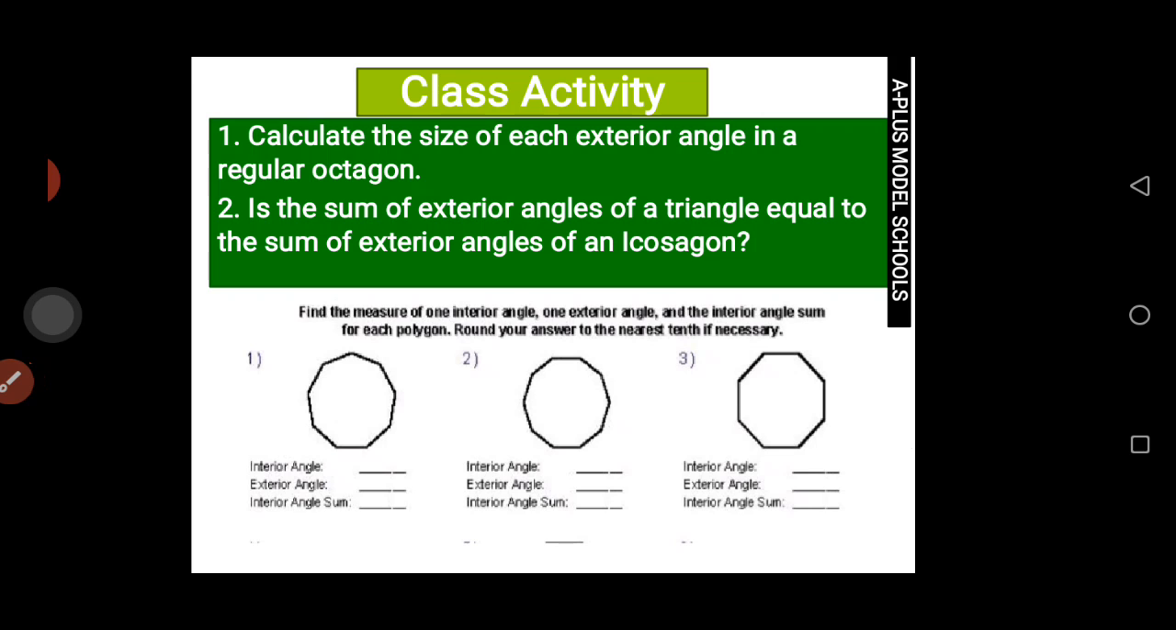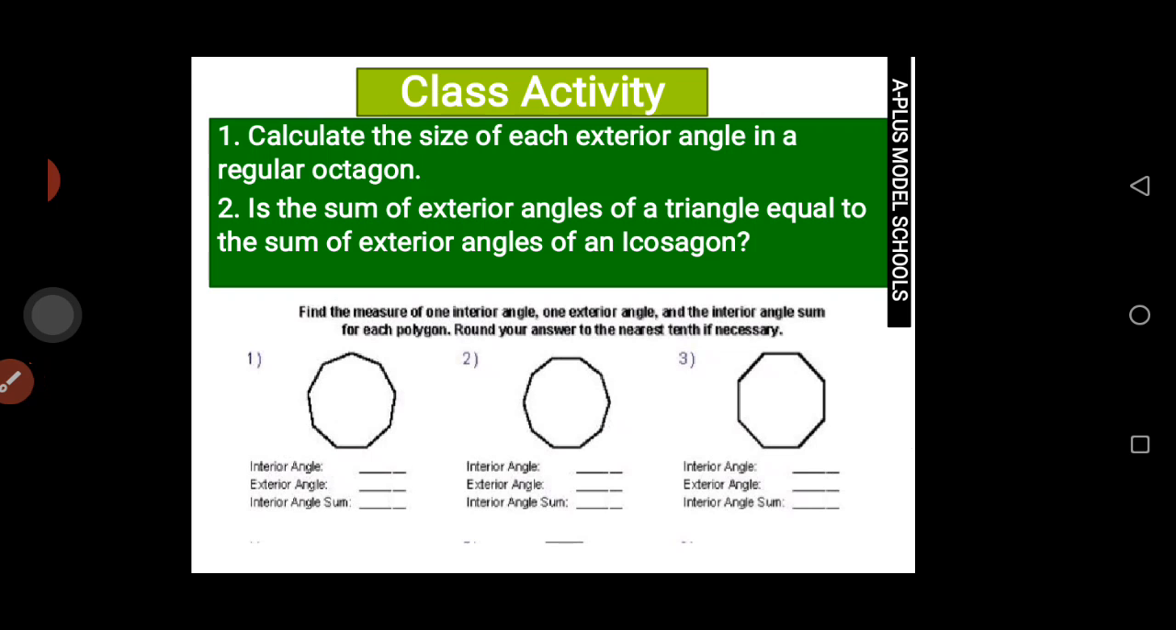So, the first question under the class activity for today: calculate the size of each exterior angle in a regular octagon. In a regular octagon, you look for the size of each exterior angle, like the example 2 we did under the sum of exterior angles. And question 2: is the sum of exterior angles of a triangle equal to the sum of exterior angles of an icosagon? Don't forget, I taught you icosagon in our first class when we were dealing with the number of sides of a polygon.